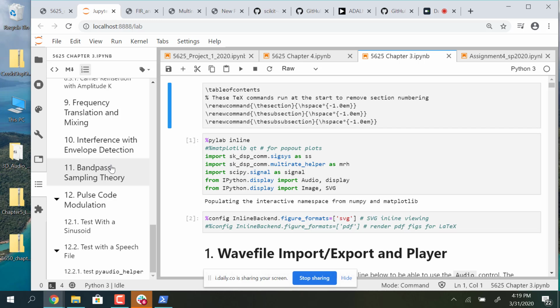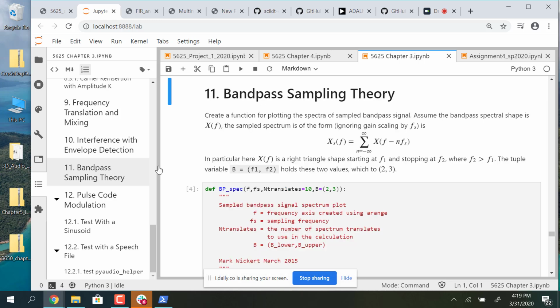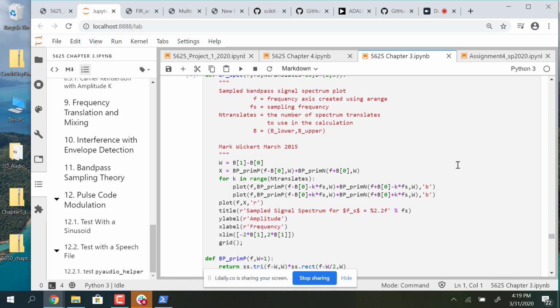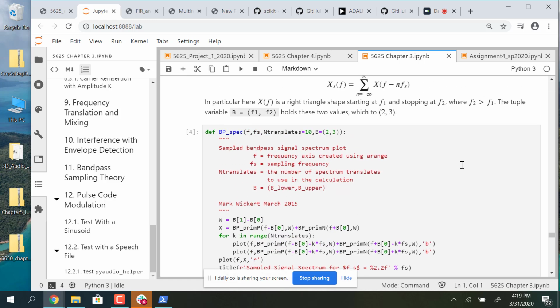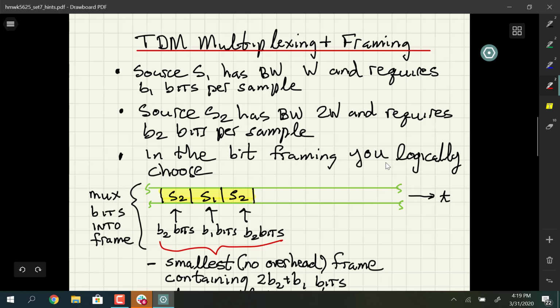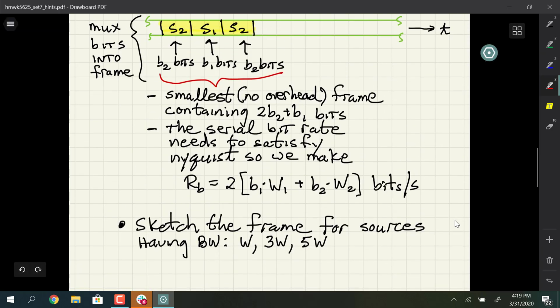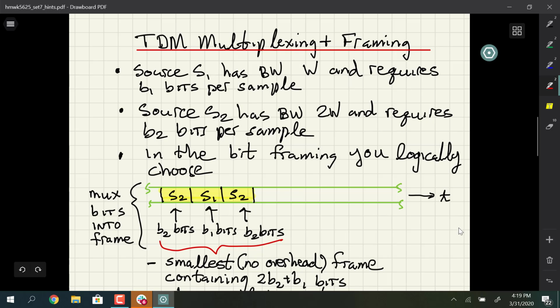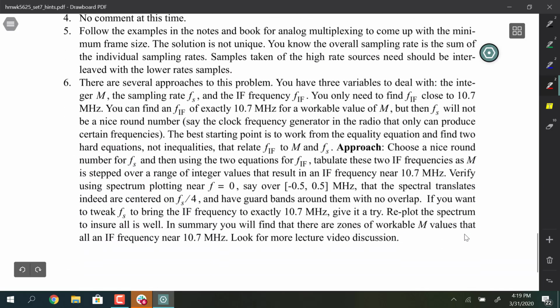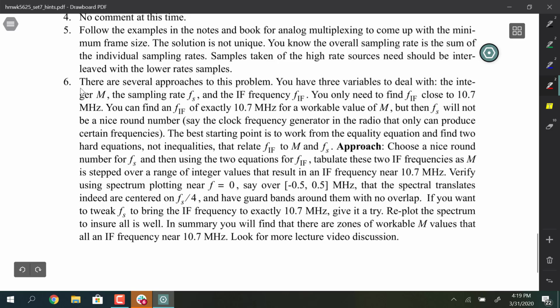Bandpass sampling theory. So this is what you want to do to work that second homework problem. And then of course you want to read the hints that I have over here. Oh, here's some hints for the multiplexing problem, besides what I wrote down in here. But for problem number 6, I wrote down a lot of discussion and things to try to make this work. It's something that requires a little bit of finagling and finessing.